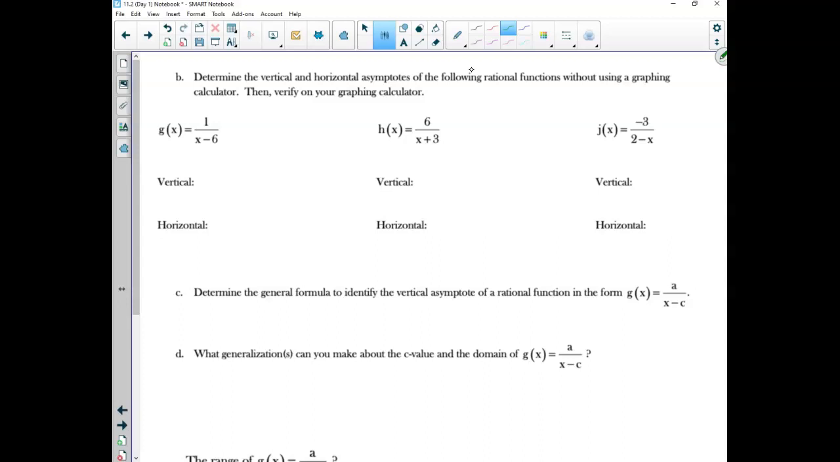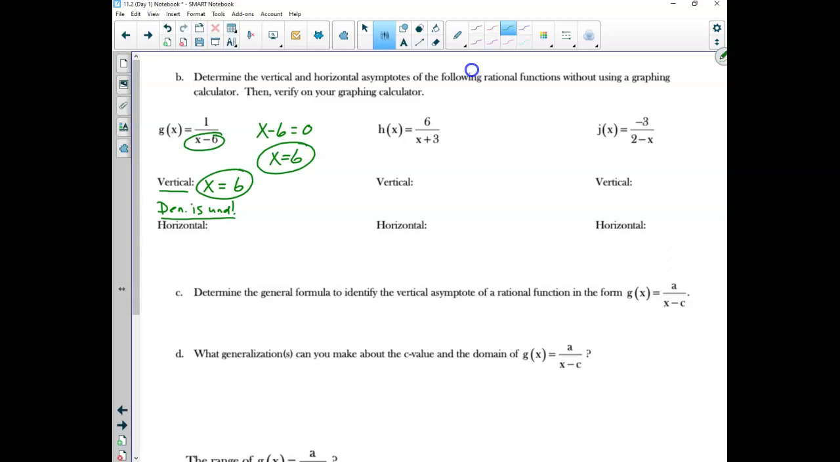Well, bottom line, vertical asymptotes happen when the denominator is undefined, okay? So how do we do that? We take the expression in the denominator, x minus 6, we set it equal to 0, and whatever x equals that makes that 0, that's my vertical asymptote. So I have a vertical asymptote at x equals 6 for that first one.